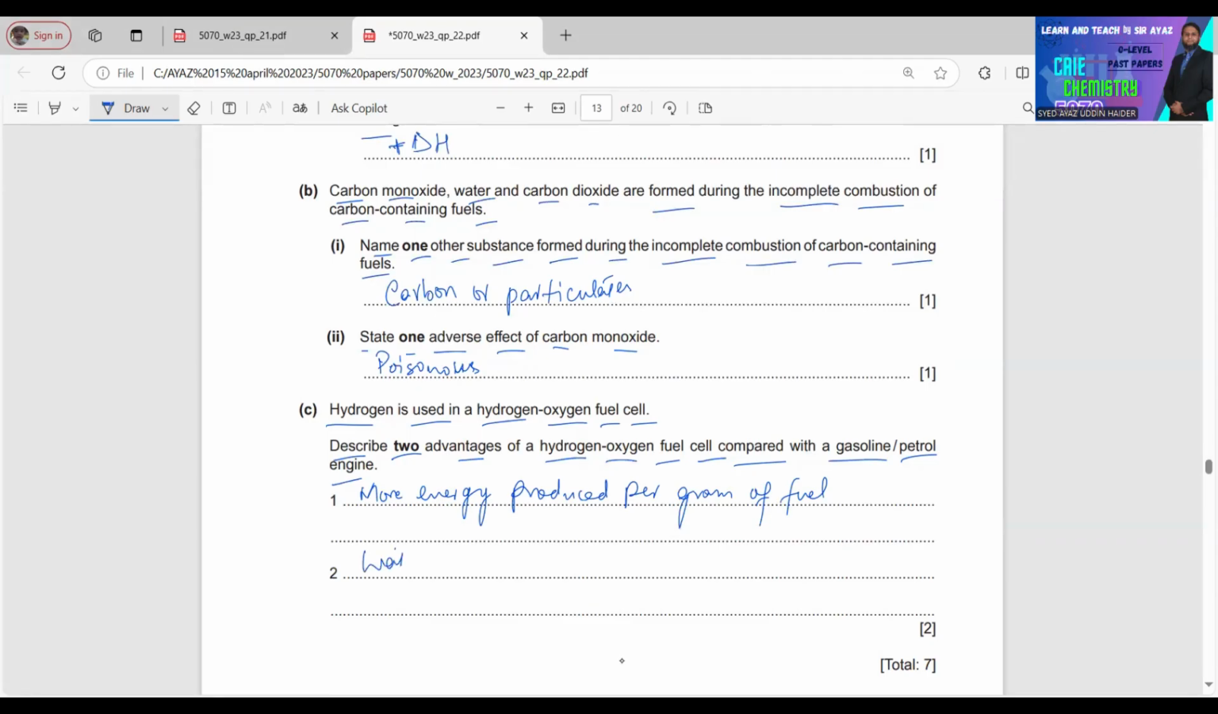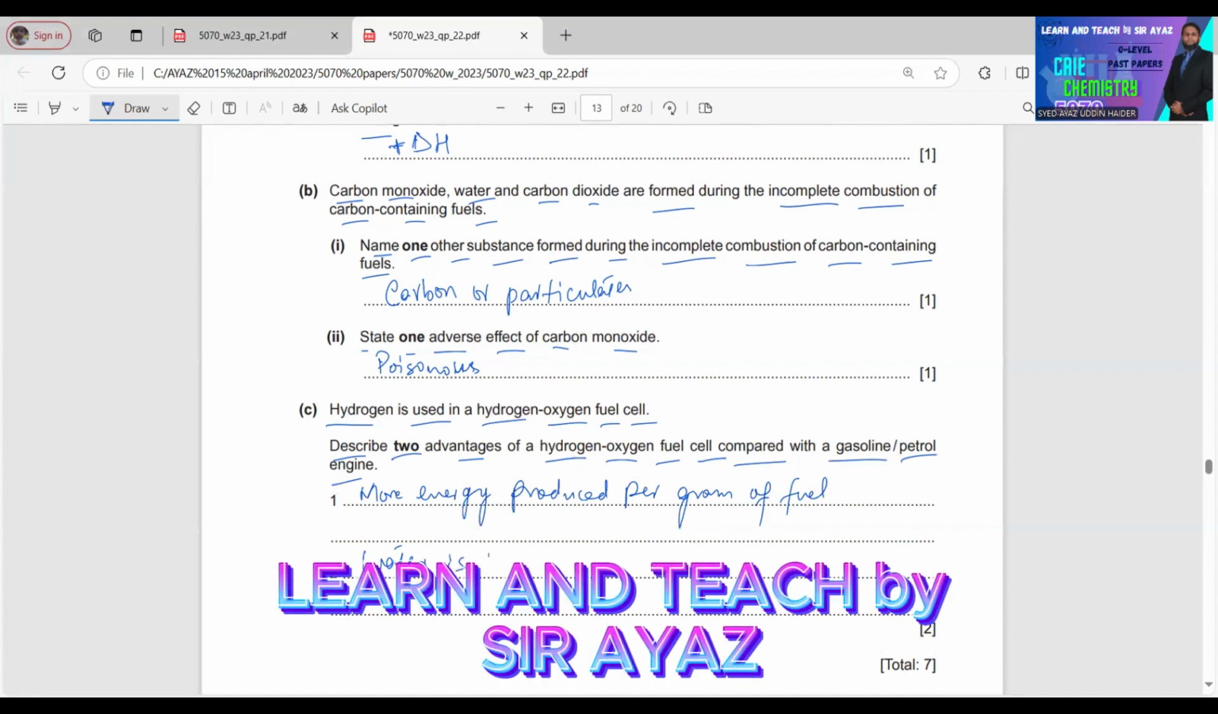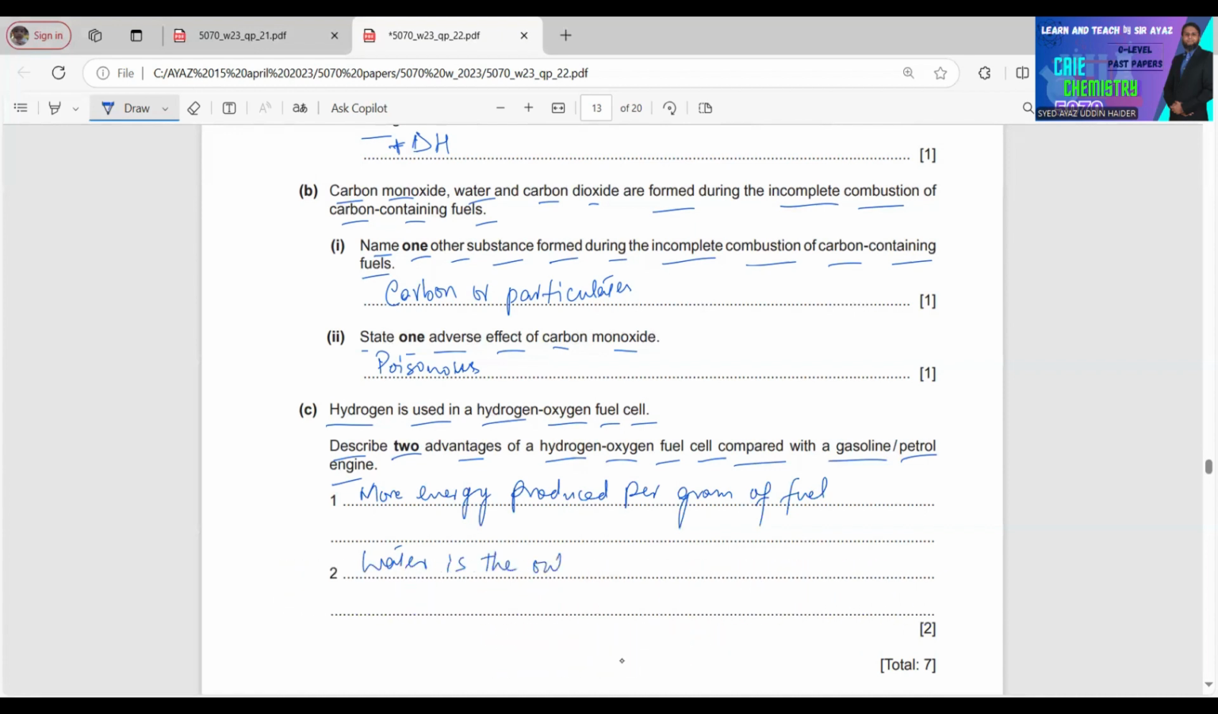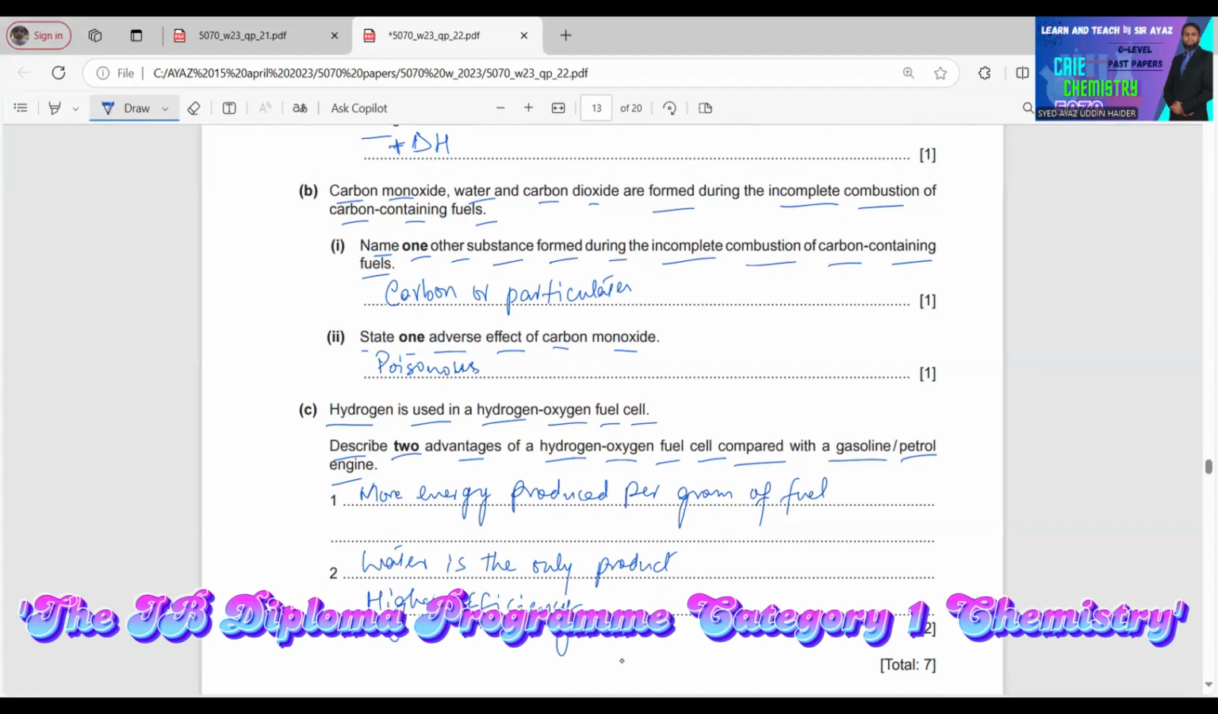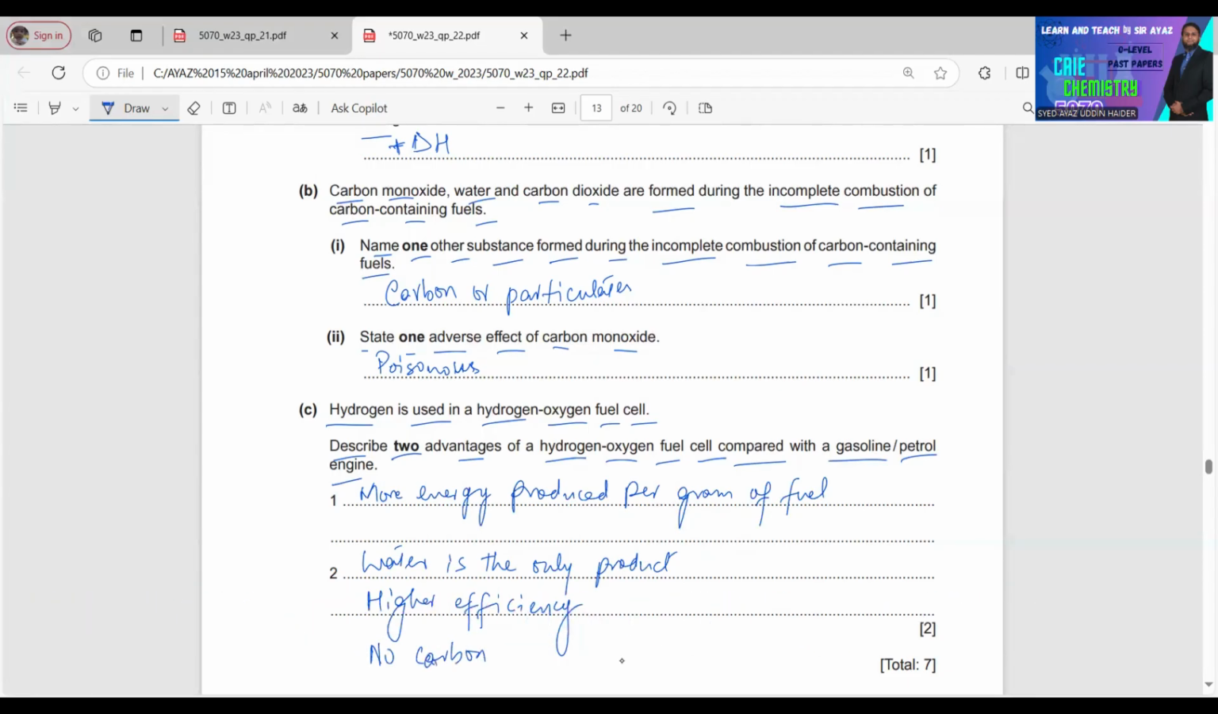This is also advantage, and you can use this water for any purpose. It's pure. It also has high efficiency, so you can mention higher efficiency. There isn't any carbon dioxide produced, so you can write no carbon dioxide produced. Carbon dioxide is responsible for global warming.